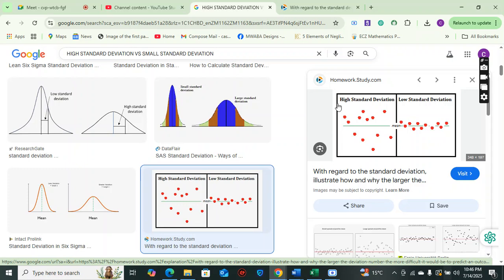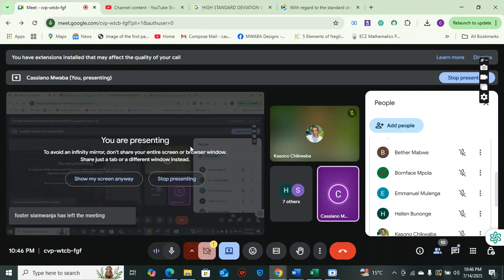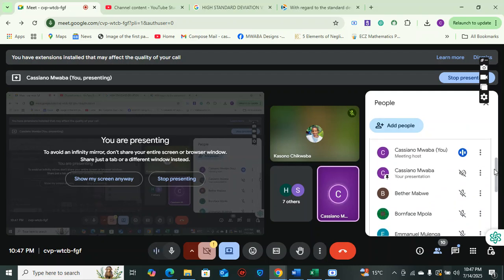Have you seen how the standard deviation affects the bell curve? With a larger standard deviation, your bell curve will be wide. With a small standard deviation, you have a narrow bell curve. So standard deviation is how far the data points are from the mean. Are we okay on that? I'm going through everybody first. Madam Beth, are we okay with that?